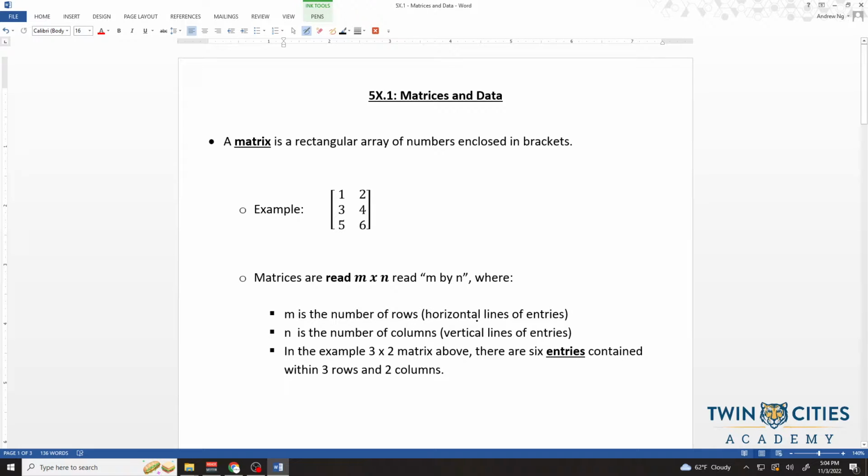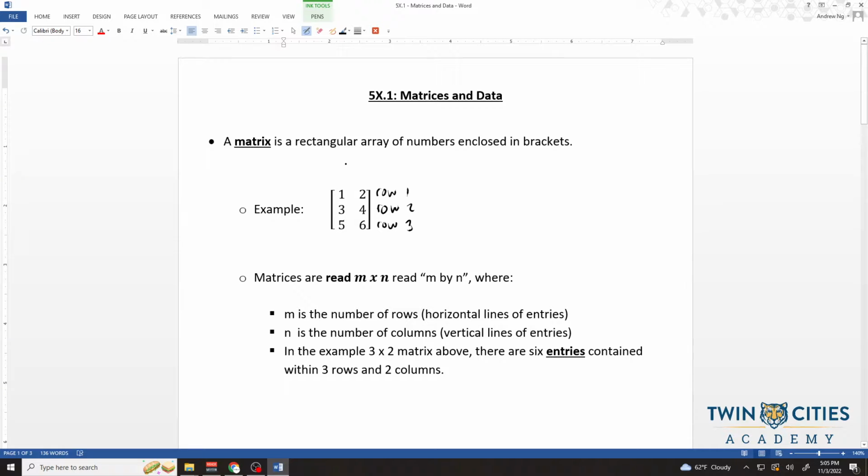A row is the horizontal line of entries. So for example, 1, 2 going across, this is a row. This is row 1. And then 3, 4, this would be row 2. And then 5, 6, this would be row 3.